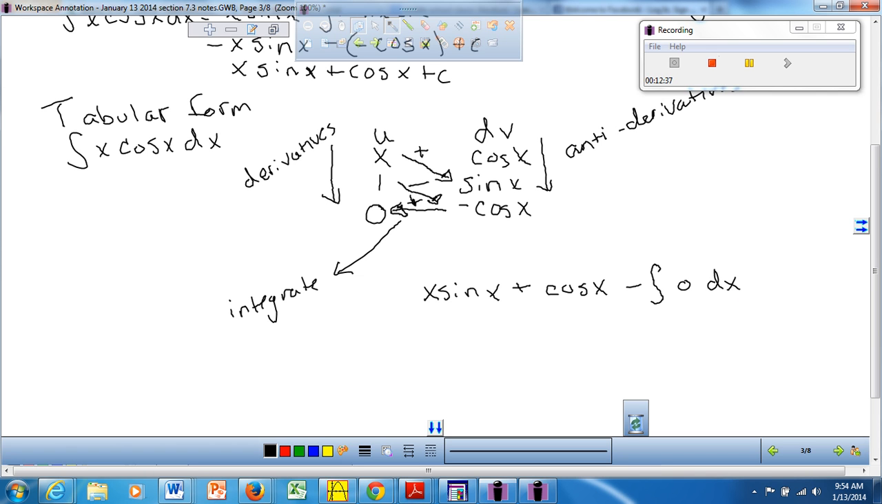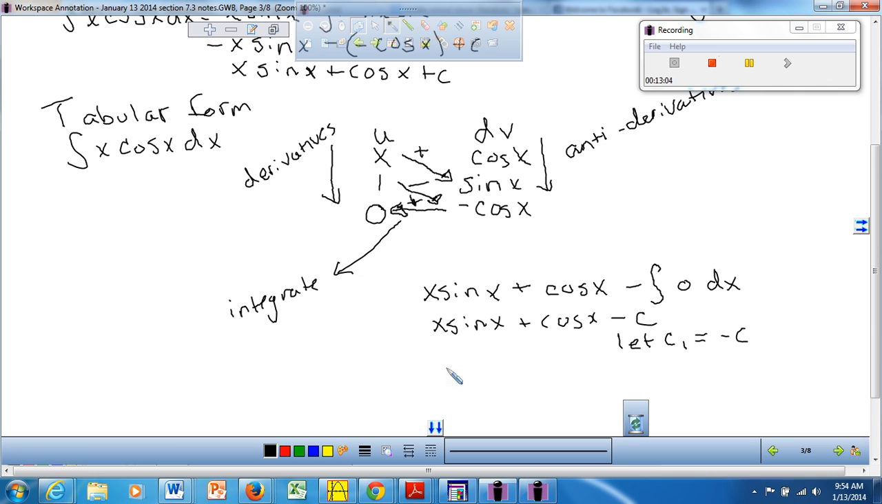Okay, well, what is the integral of 0? It is a constant. So really, looking at this, we would say x sine x plus cosine x, then what would you tell me? Minus b? All right, well, I don't like minus b. So I would immediately say, okay, well, I'm going to let c1 equal negative c.